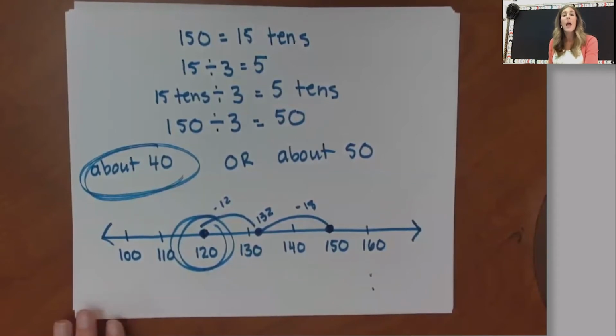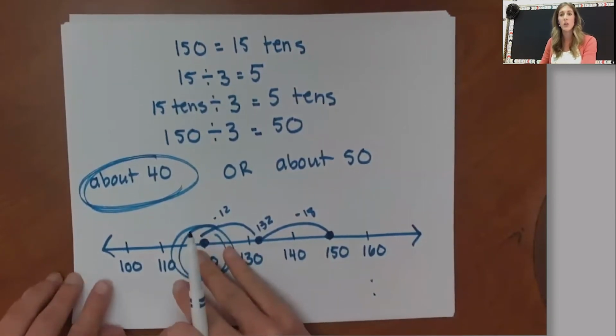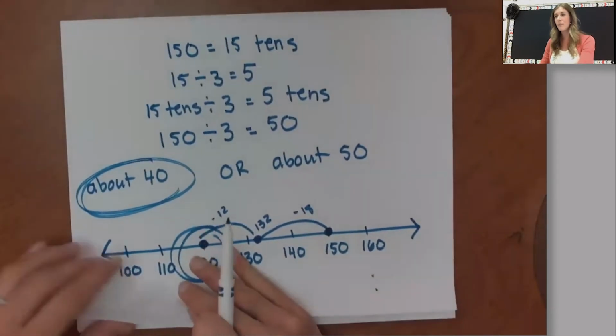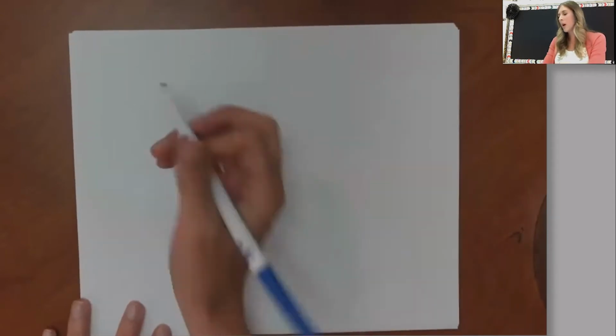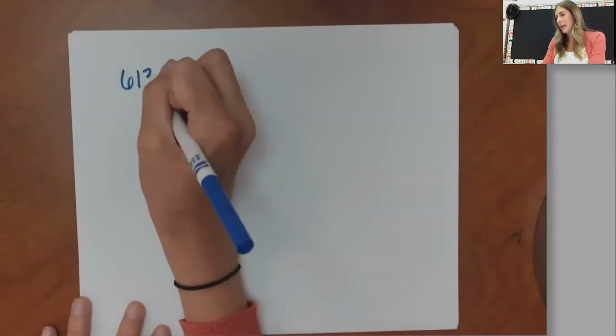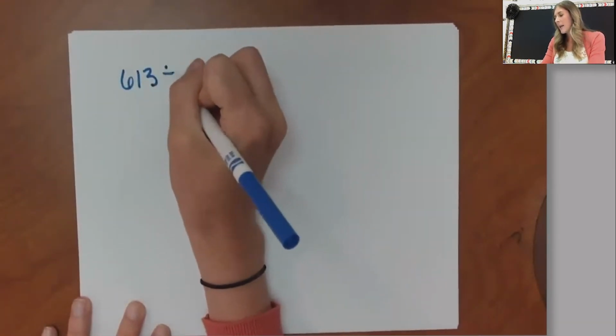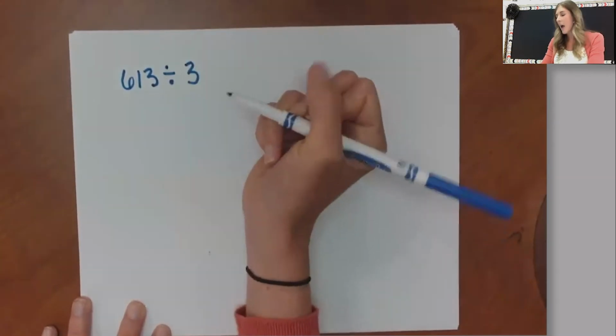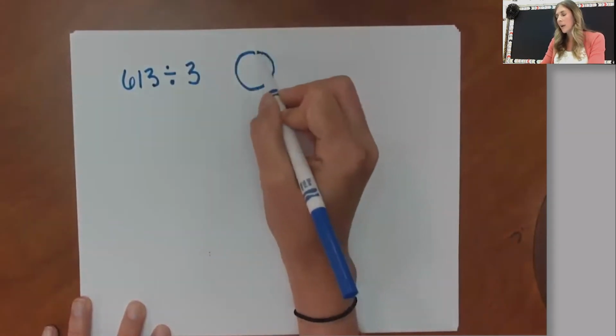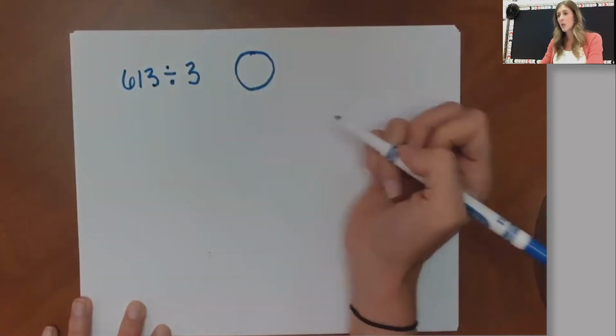Great job. Estimations can be particularly helpful and save us a lot of time when we're asked to compare two quotients. So let's look at an example. Write on your paper 613 divided by 3, and then we're going to just put a circle here in the middle because we're going to compare it to another quotient.